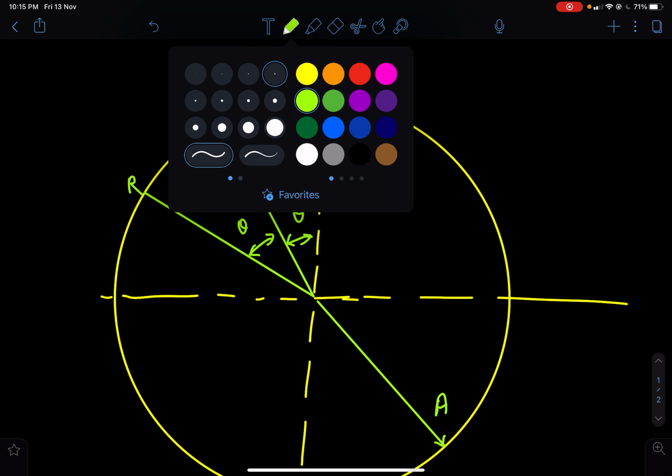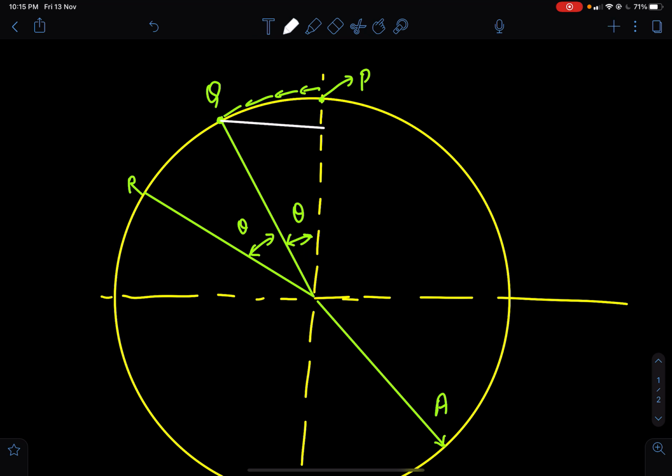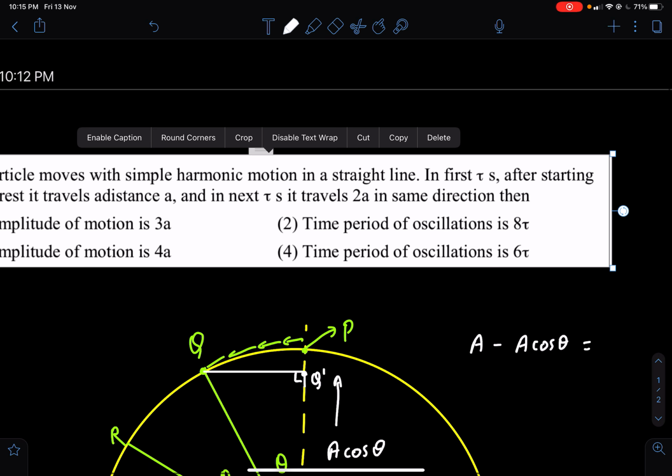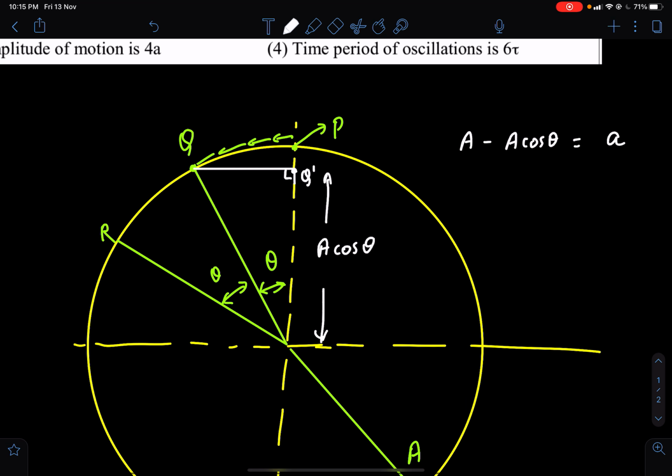So what we are going to do is draw a perpendicular. When the circular motion particle goes from point P to point Q in the first tau time, its projection will go from point P to point Q dash. Alright. So what is the distance traveled? Distance traveled is A minus A cos theta. Why? Because this length is A cos theta. And that is given to be small a in the first tau time.